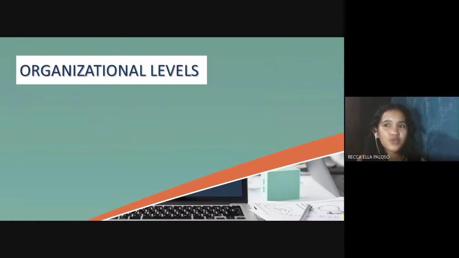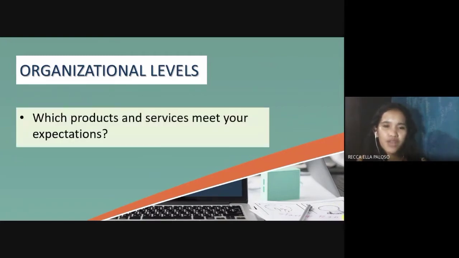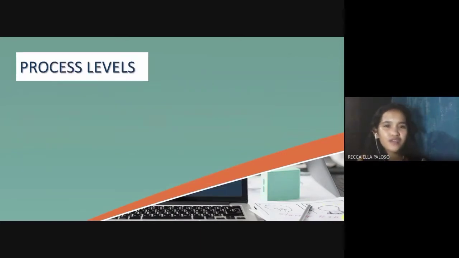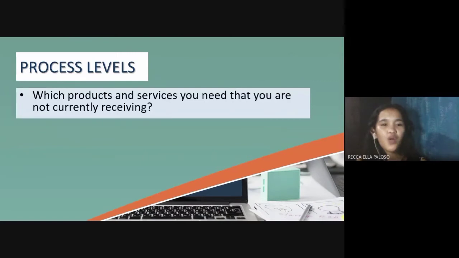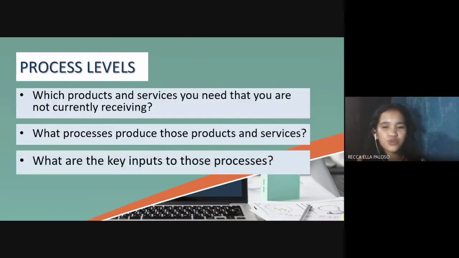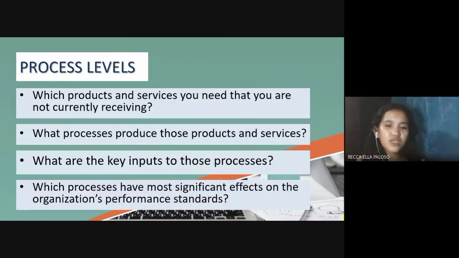So there are two types of quality levels. The first is the organizational level. In the organizational level, we need to ask the following questions. Which products and services meet your expectations? And last, which products and services do you need that you are not currently receiving? And the other level is what we call the process level. In the process level, we also need to ask the following questions. Which products and services do you need that you are not currently receiving? What processes produce those products and services? What are the key inputs to those processes? Which processes have the most significant effects on the organization's performance standards?